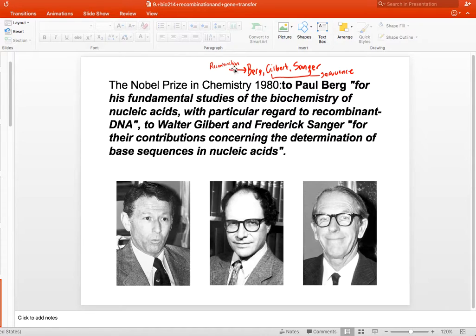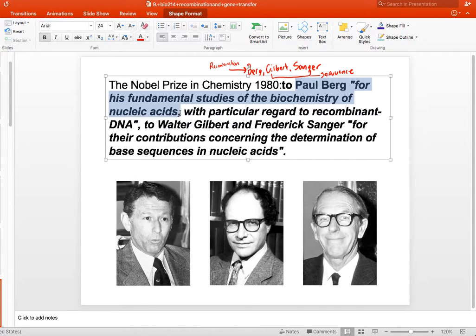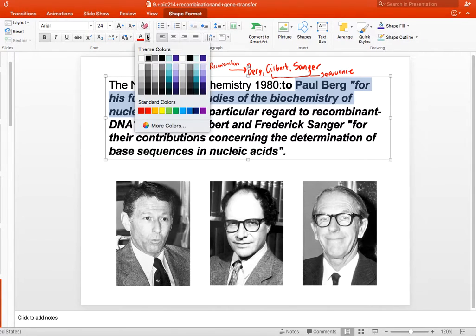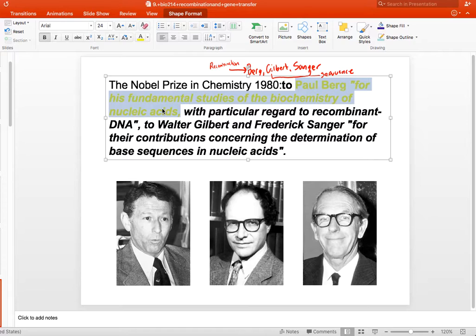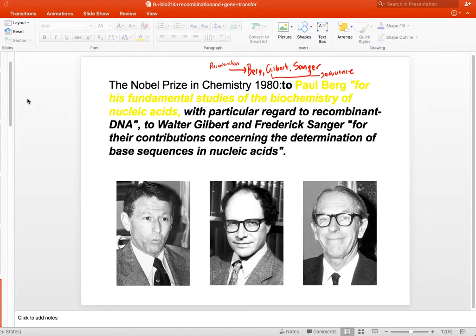Recombinant DNA was won by Paul Berg, and Gilbert and Sanger got a Nobel Prize for sequencing nucleic acids. Berg got it for the biochemistry of the nucleic acids and recombinant DNA.